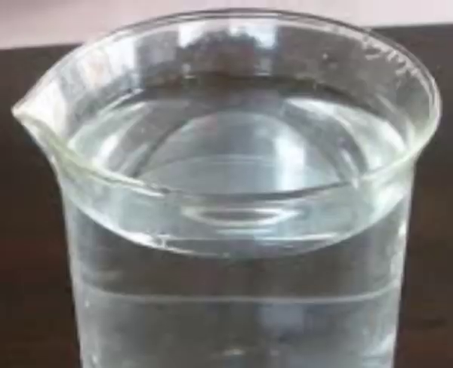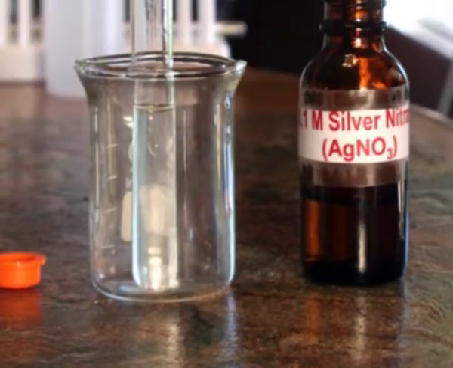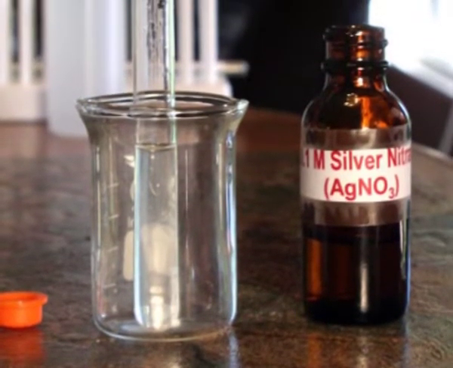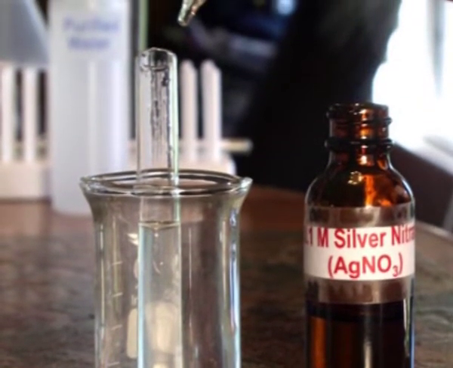Another test is the foreign salts test, with not more than 0.3% determined by the following method. To 30 ml of solution, add 7.5 ml of 2 molar hydrochloric acid, shake vigorously, heat for 5 minutes on a water bath, filter and evaporate 20 ml of the filtrate to dryness on a water bath. Dry the residue at 105 degrees centigrade and weigh. The storage conditions of this salt include protection from light and moisture in a non-metallic container.